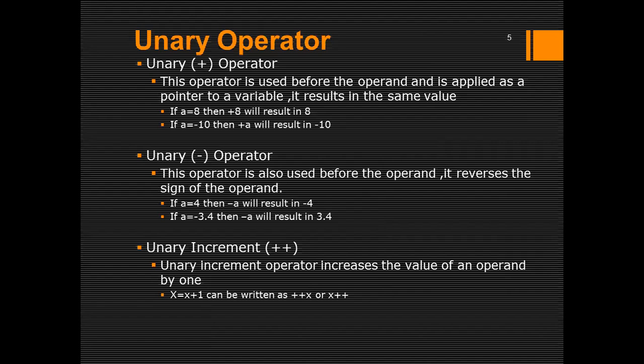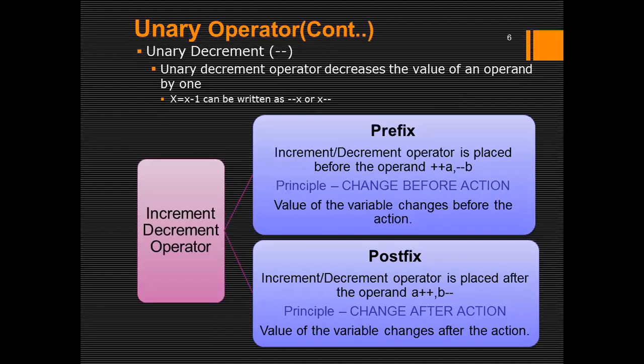Next, the unary increment operator. This operator means adding 1 to a particular operand. For example, x is equal to x plus 1 can also be written as plus plus x or x plus plus. The fourth type of unary operator is the unary decrement operator, and it decreases the value of an operand by 1. For example, x is equal to x minus 1 can be written as minus minus x or x minus minus.